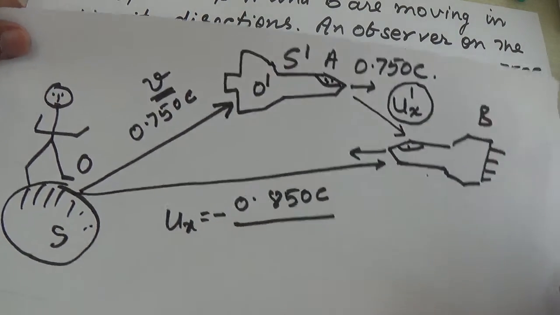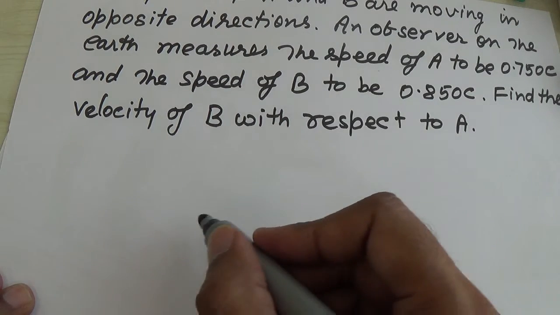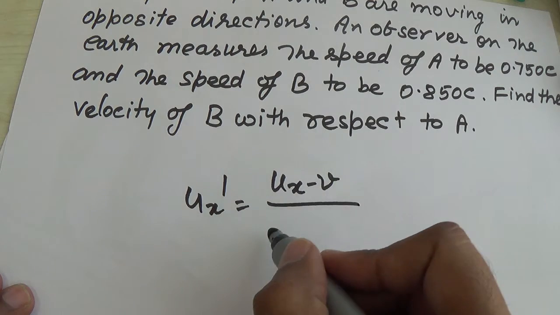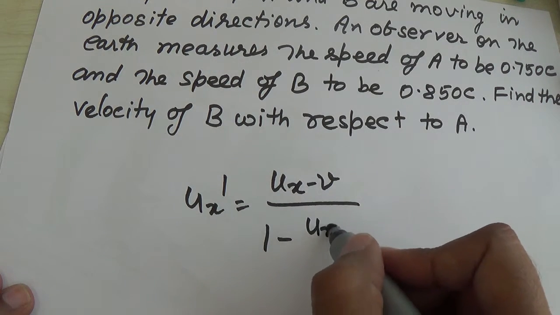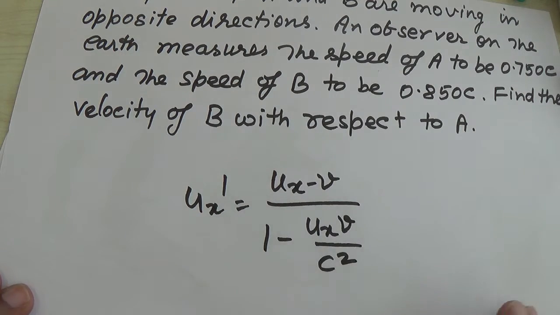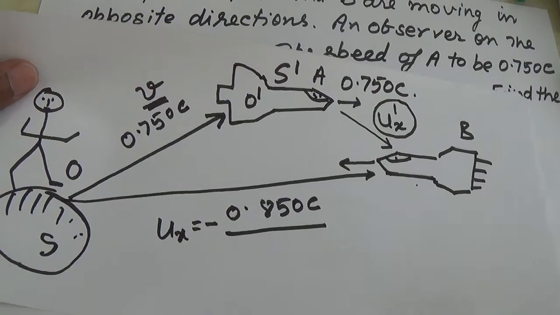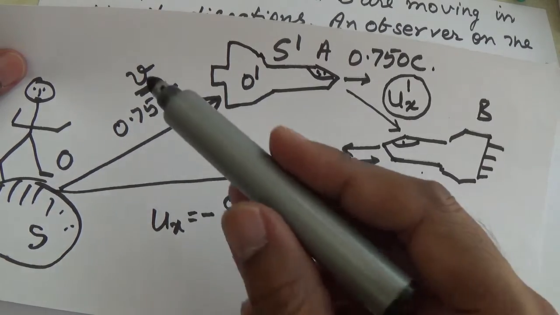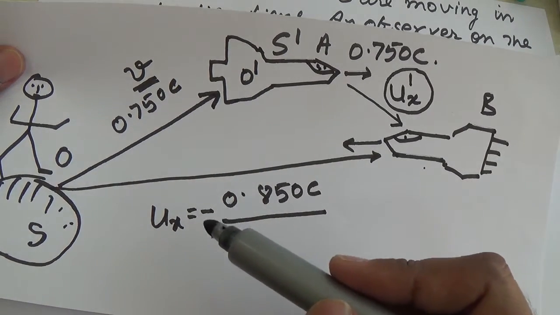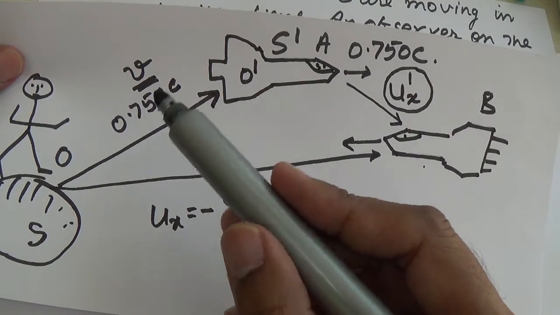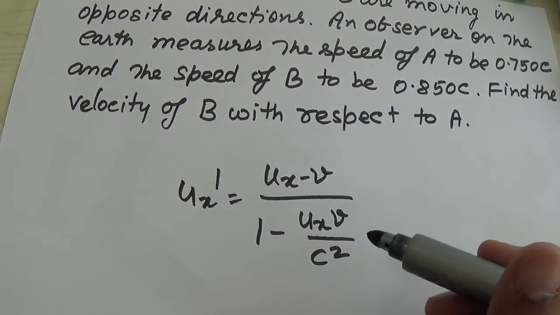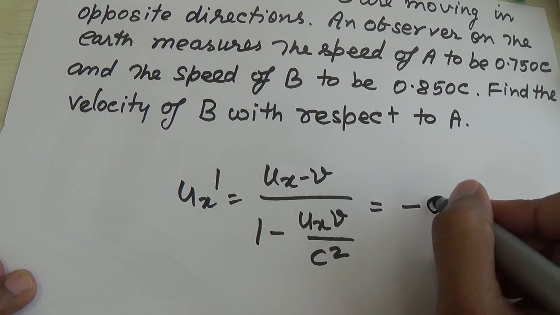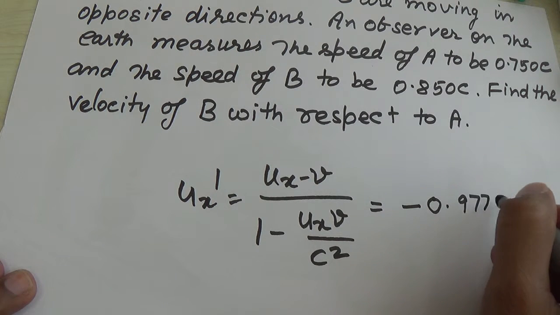So now by using this formula, ux prime is equal to ux minus v upon 1 minus ux v upon c square. All these values are given, right? Here ux prime we have to find out, ux is given as negative. This is the only important point, that we have to consider it negative, and here v is 0.750 c. So one can put in the values and find the solution, and that will be obviously minus 0.977 c.